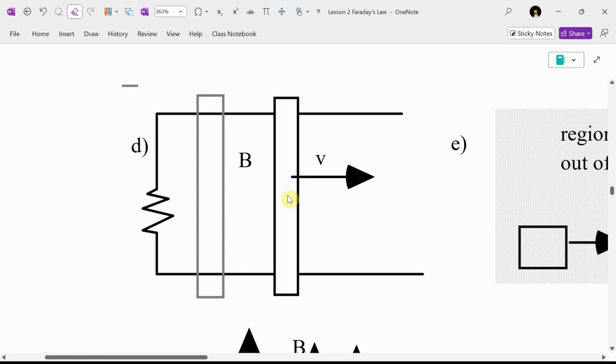This is the picture that we looked at last day. We said this was a terrible way to generate current, but it will generate current. What's happening here? So this is an increasing flux.